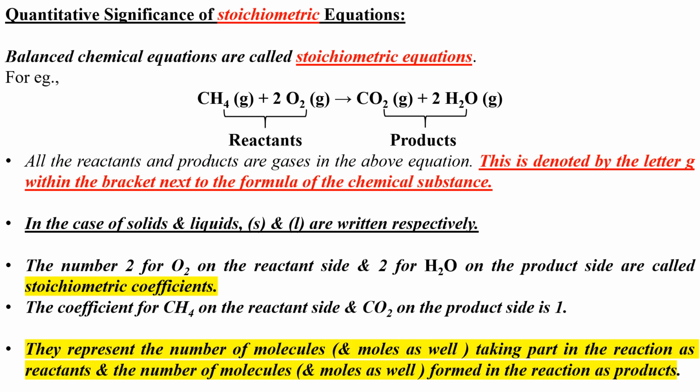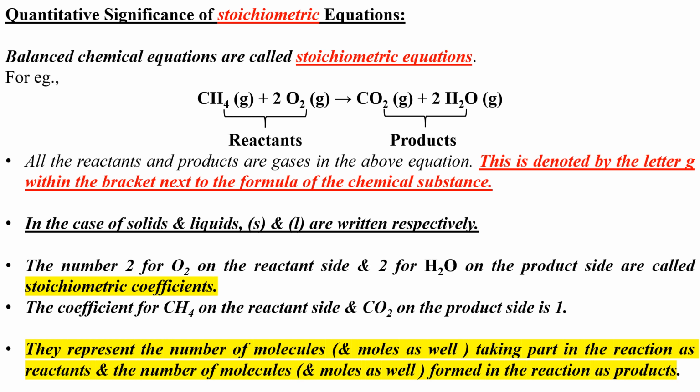If any of your reactant or product is a solid, how will you represent that? You will write S instead of G within the brackets near the chemical formula of the reactant or the product. Now, what if you have a liquid as a reactant or product in your chemical equation? How will you represent it? You will write the letter L within the brackets next to the chemical formula of that reactant or product.